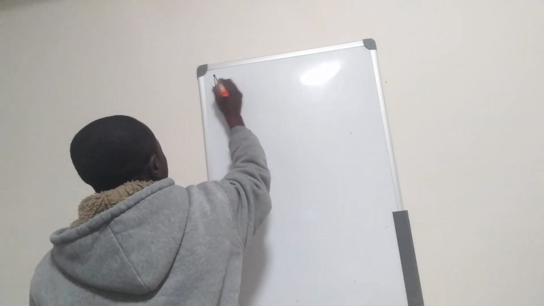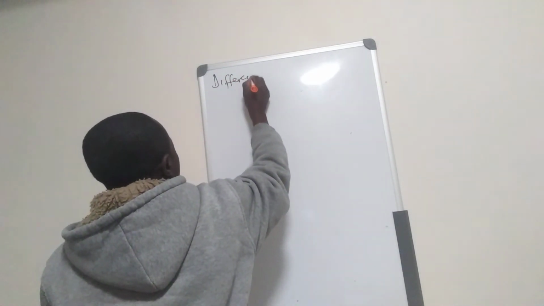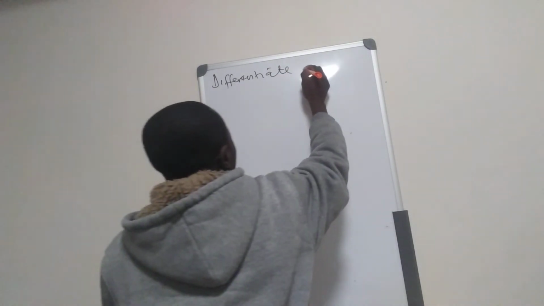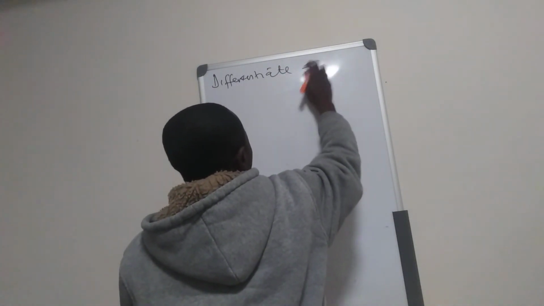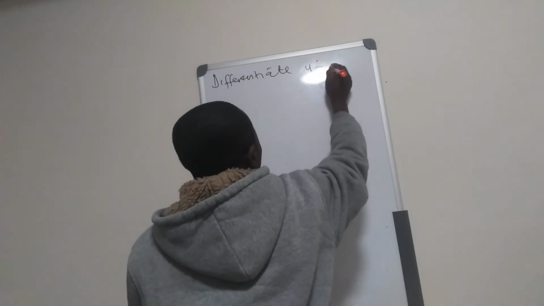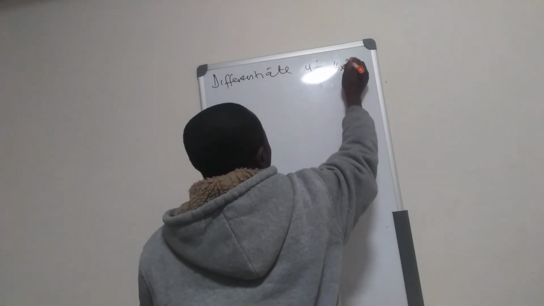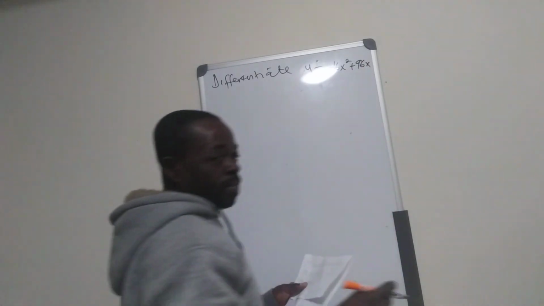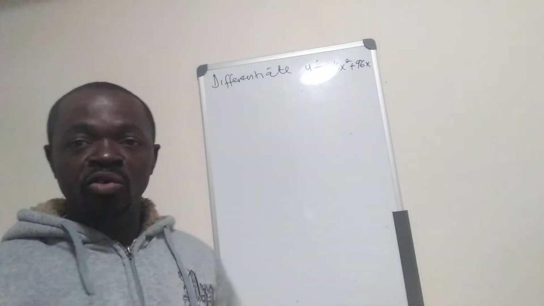Right. The next example I'm going to tackle is this. So differentiate y is equal to minus 16x squared plus 96x. So remember, we're still going to use the same formula.